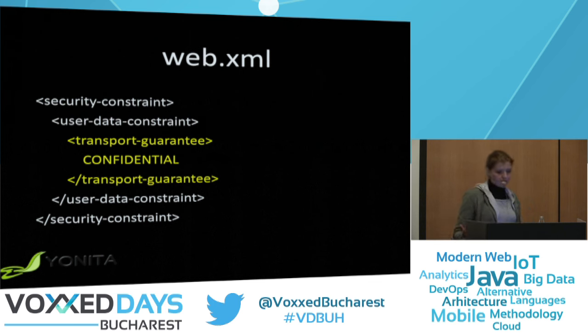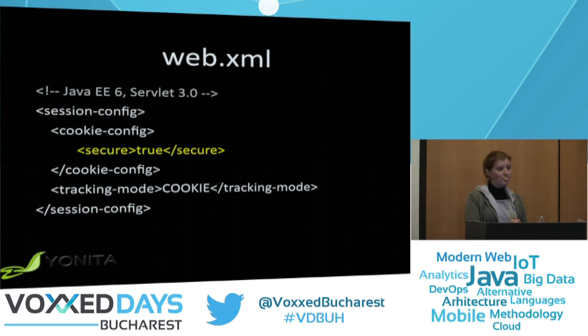How to configure that? First, in web.xml, we set up a security constraint to use a transport guarantee set to confidential. And also, in web.xml, we configure the secure flag for cookies. It prohibits browsers from sending cookies over unencrypted channels. So we guarantee that cookies will be sent only over HTTPS. This configuration parameter has been introduced in Java EE 6. In previous versions, we had to use a custom interceptor to add this flag to a cookie.